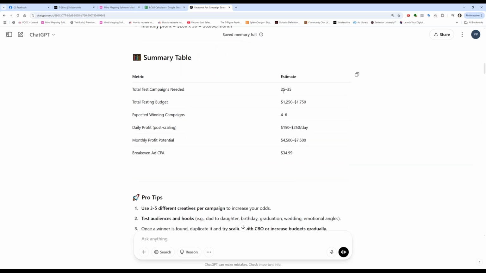So here's a summary. Total test campaigns needed, 25 to 35. Total testing budget, $1,250 to $1,750. Expected winning campaigns, 4 to 6. Daily profit post scaling, meaning I went from $25 to $100 per campaign, $150 to $250 per day. Monthly profit, $4,500 to $7,500. Break even ad CPA, $34.99.